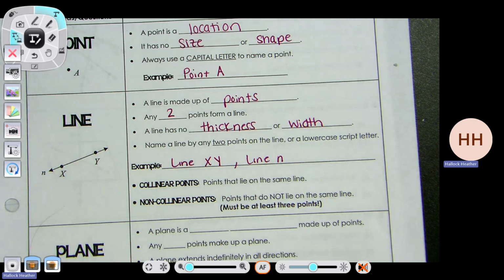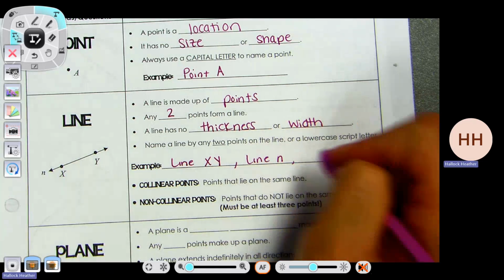Get off your phone. You can look at it later.